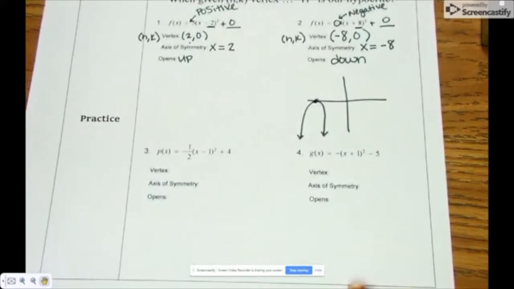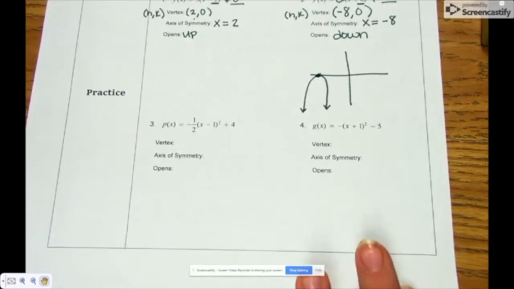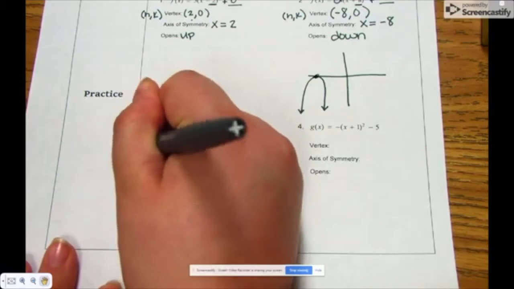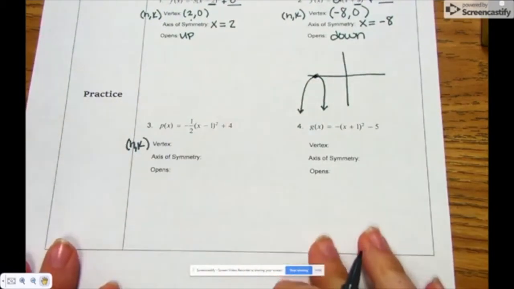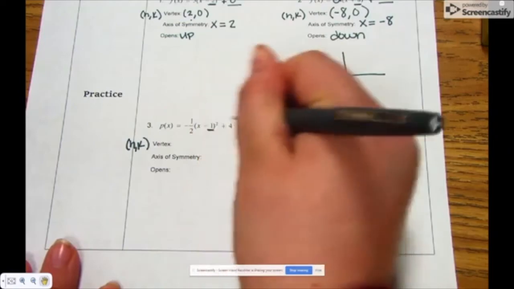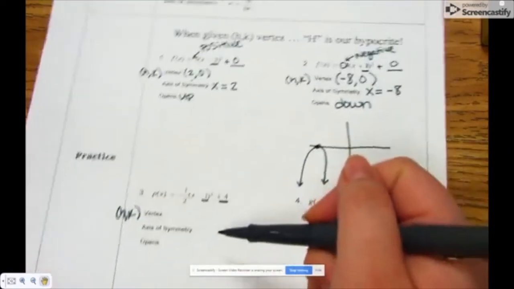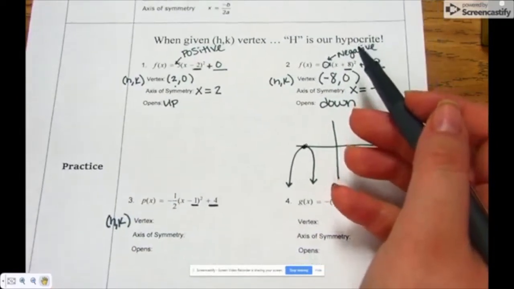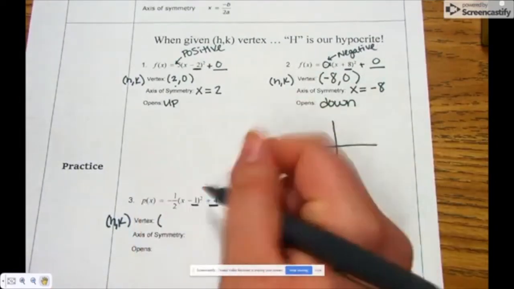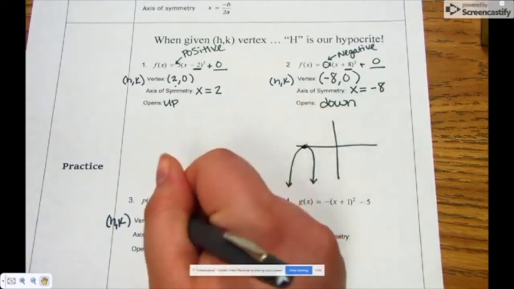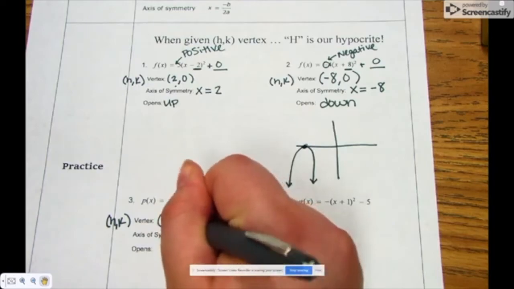Now let's look at question 3. On number 3, I have p of x equals -1/2 times x minus 1 squared plus 4. The first question is still our vertex, h comma k. We look at what's in h's spot and what's in k's spot. And remember that h is our hypocrite. So my vertex, instead of having -1, is going to be +1, comma, 4.